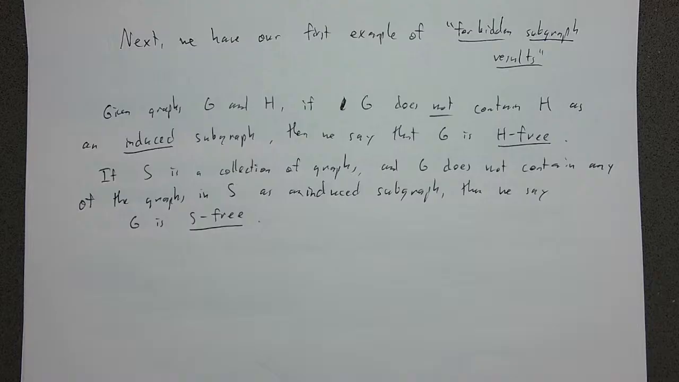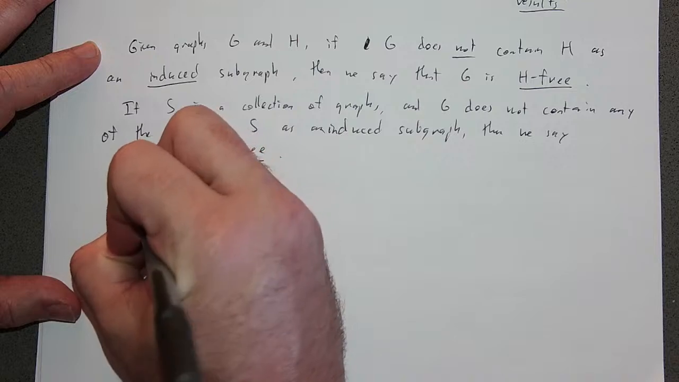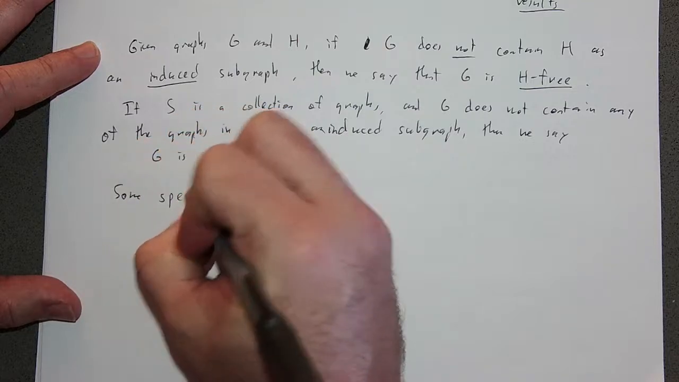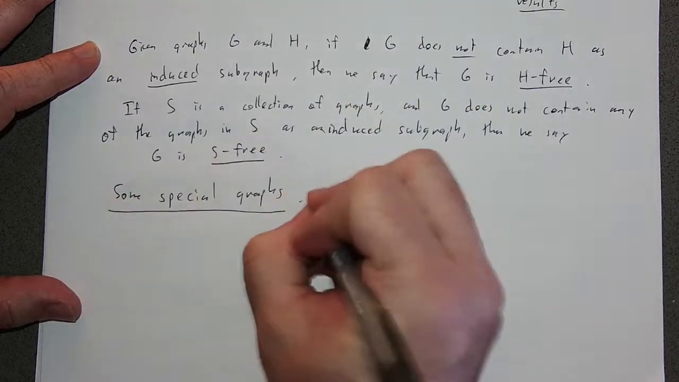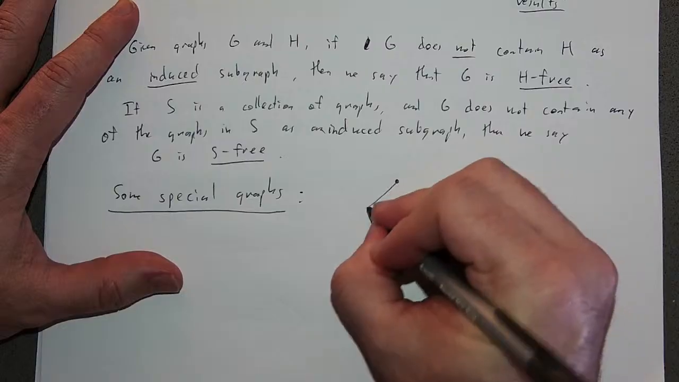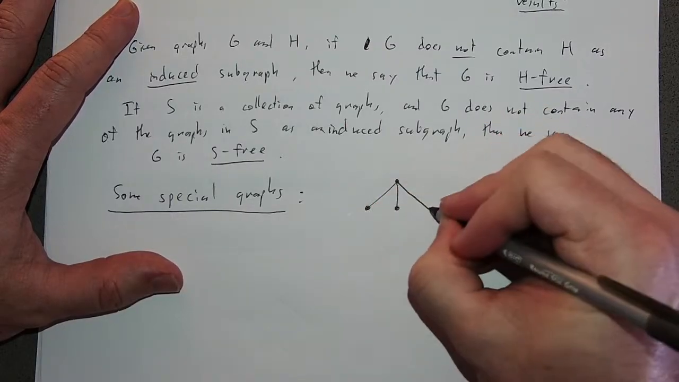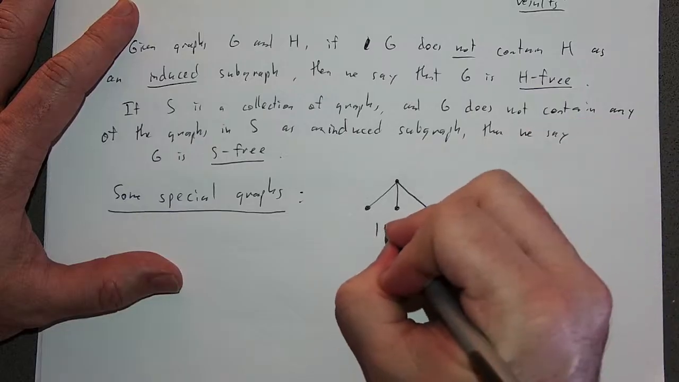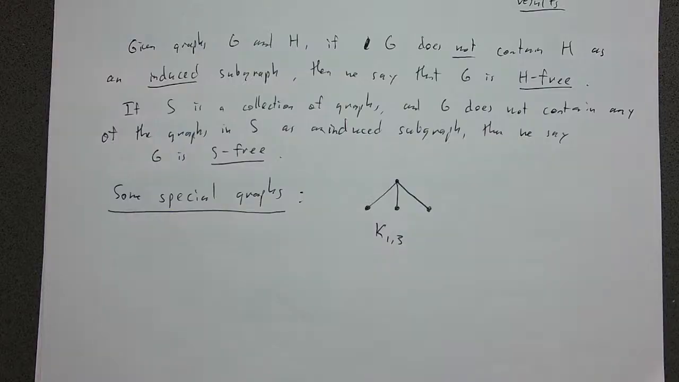Now, I'm going to list some special graphs, and I'm going to give them names. So here is one that we know already has a name. This is the complete bipartite graph of partite set size 1 and 3. This is otherwise known as the claw.